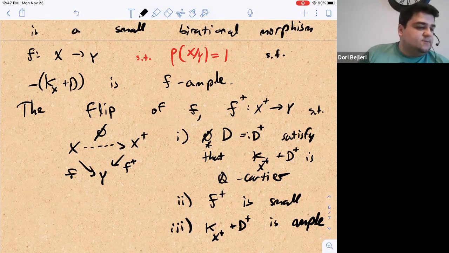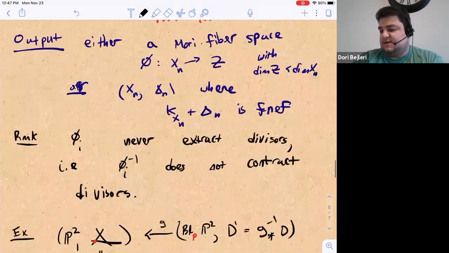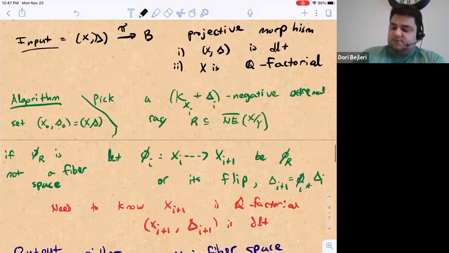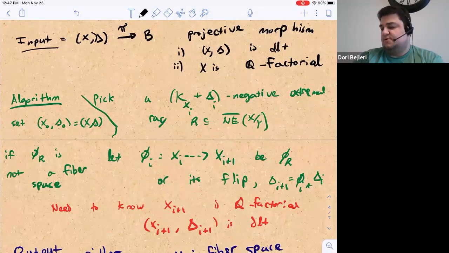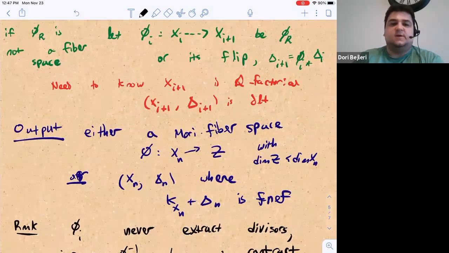Okay, any questions about that definition? Okay, and so assuming that all small contractions of extremal rays admit flips, then our algorithm makes sense. And then assuming that every sequence of flips terminates, which we actually still don't know, then our algorithm terminates and gives us an output in finitely many steps.